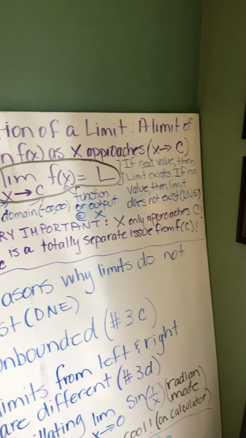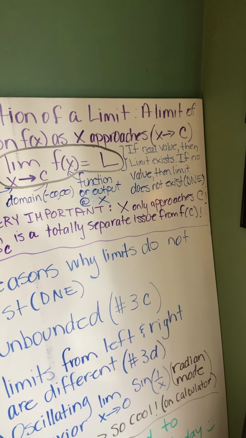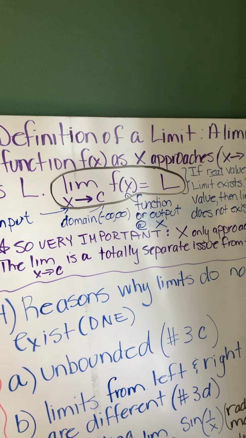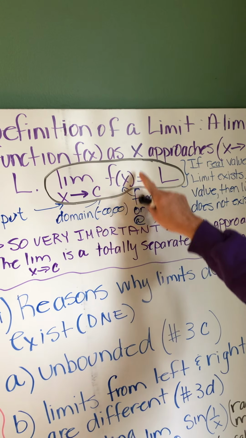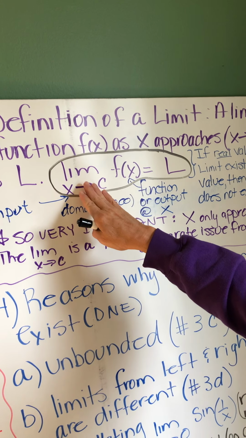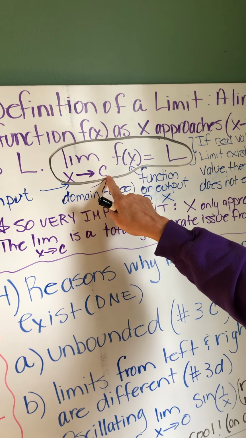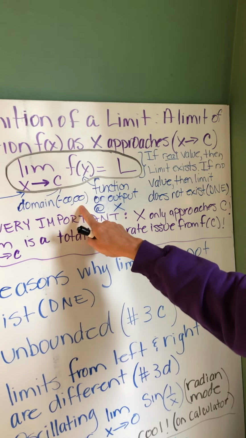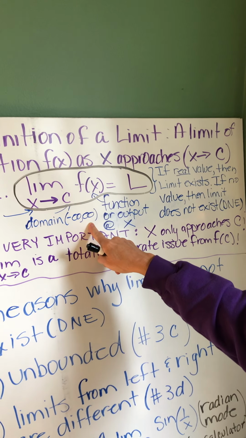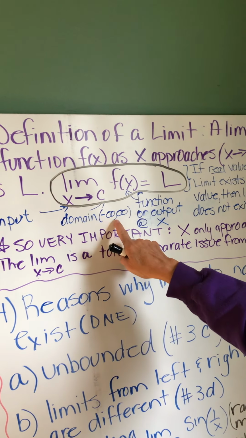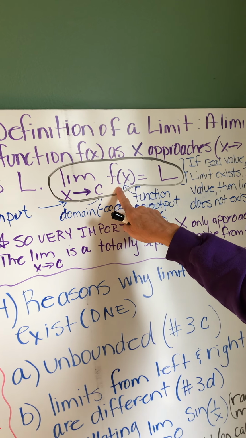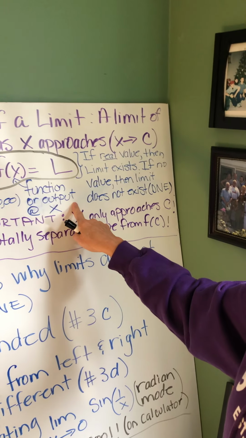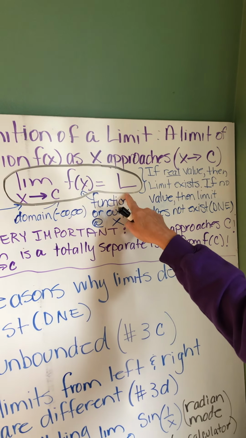So let's look at each of these pieces. First of all, an input is x, right? We know that input is x, output is a function or a y value. So we are saying as x approaches some number, and that value could be anywhere between negative infinity and infinity, that's its domain. So as x approaches some value, and you have a function, notice if you put an input into a function, you get an output of y, that equals the limit.